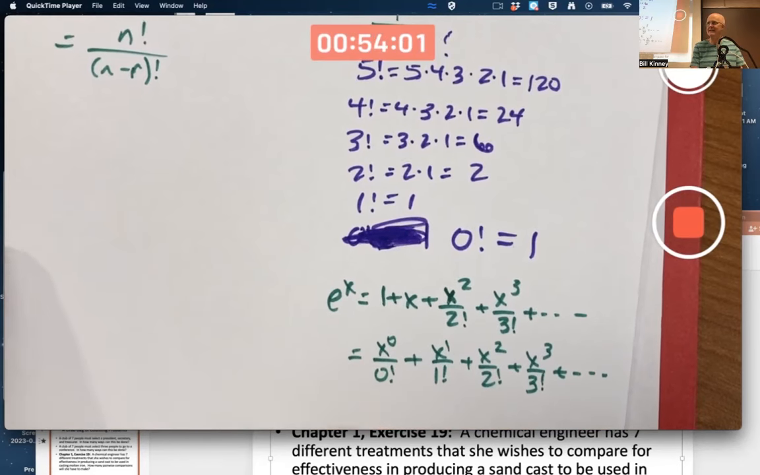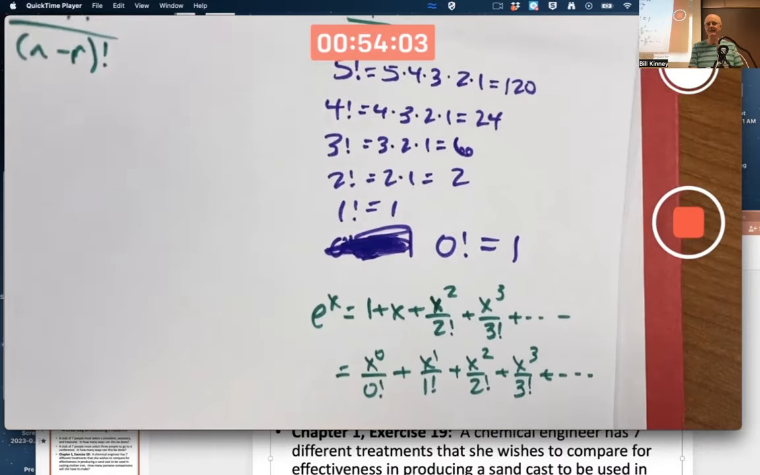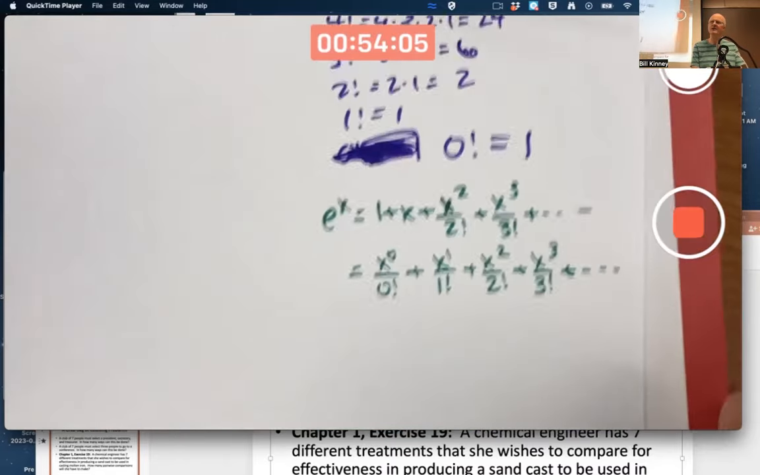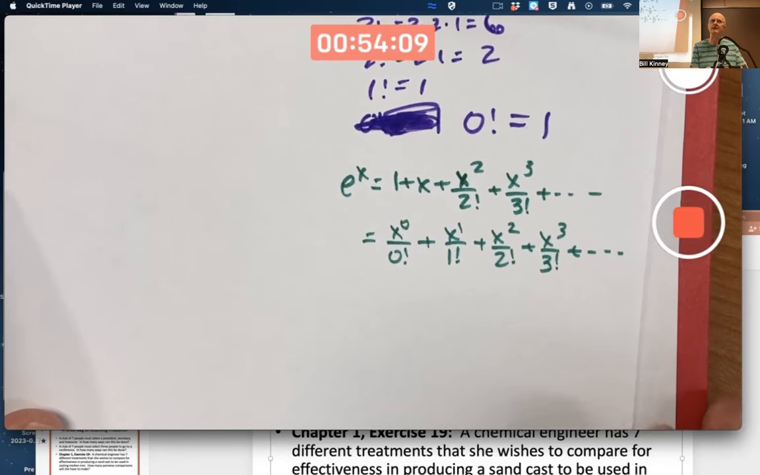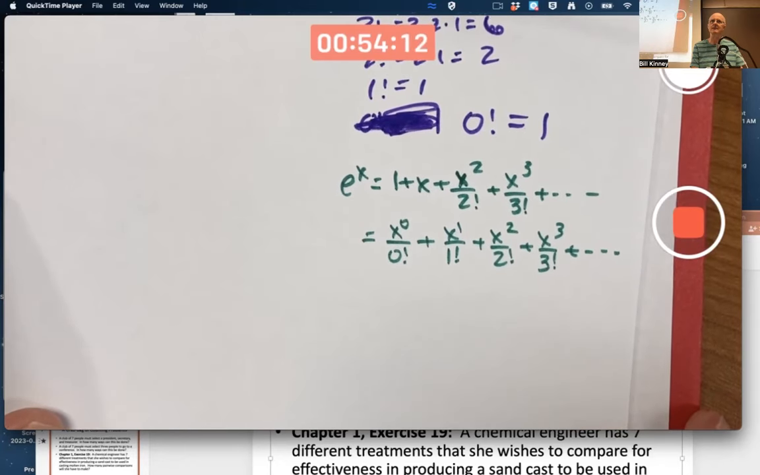We will use this in probability. When? I think chapter 3, actually, pretty soon. We'll use this series. Turns out to be a useful thing.